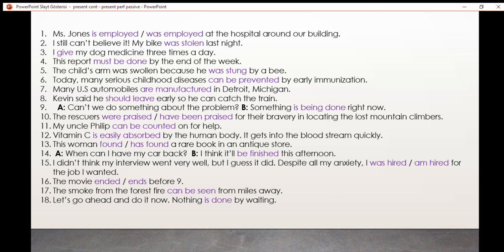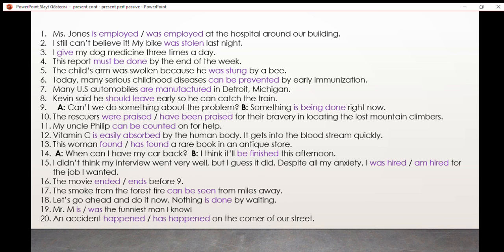Let's go ahead and do it now. Nothing is done by waiting. Mr. M is the funniest man I know, or was the funniest man I know. If Mr. M is no longer alive, then we can say Mr. M was. But if he's still around, then we say is. An accident happened, or an accident has happened on the corner of our street.